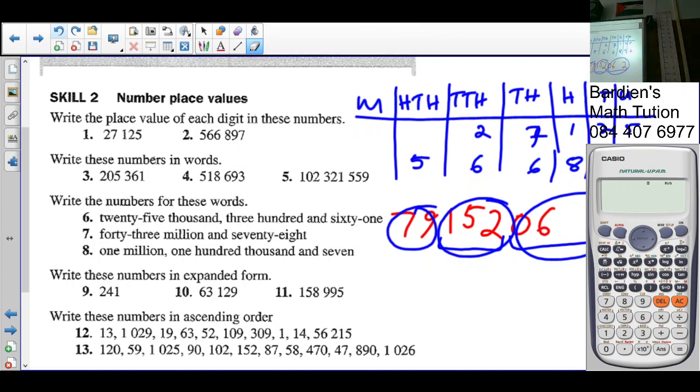So go on to number 6, 7, and 8 quickly. The question says write a number for these words.